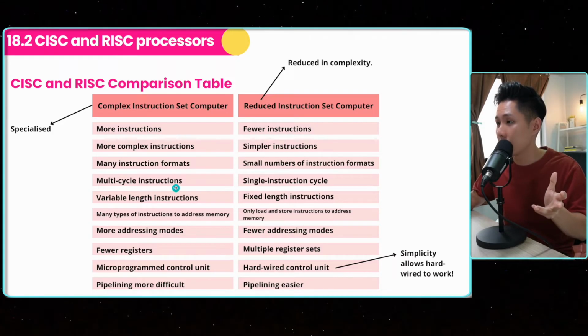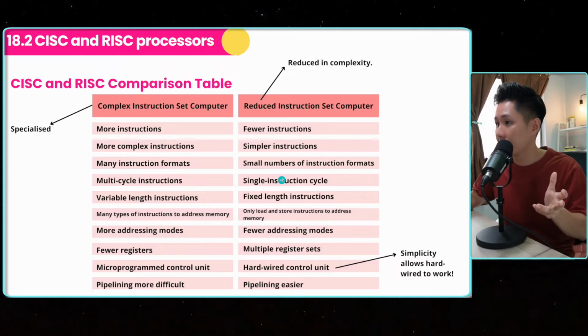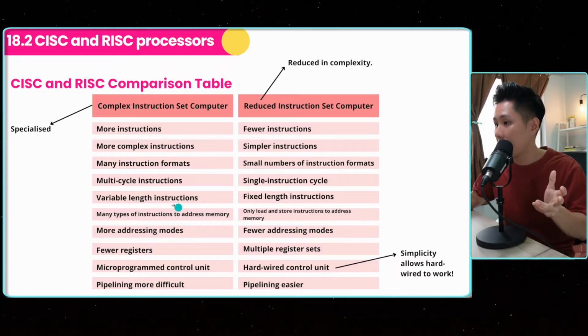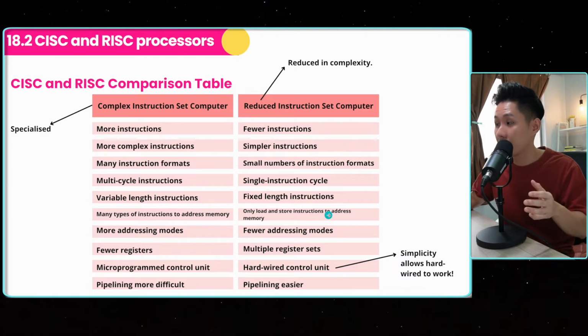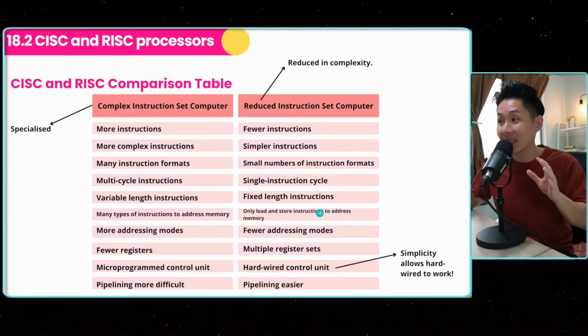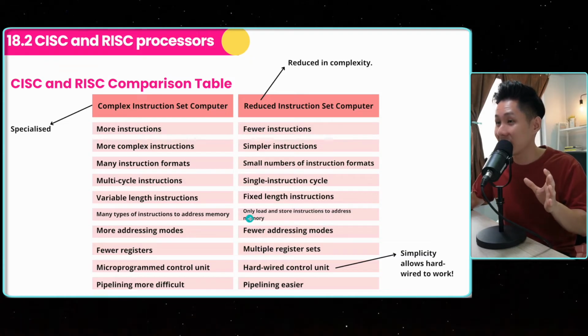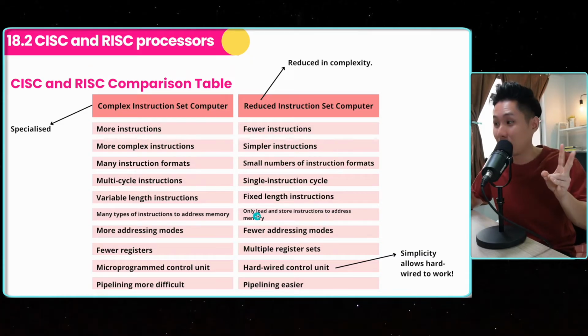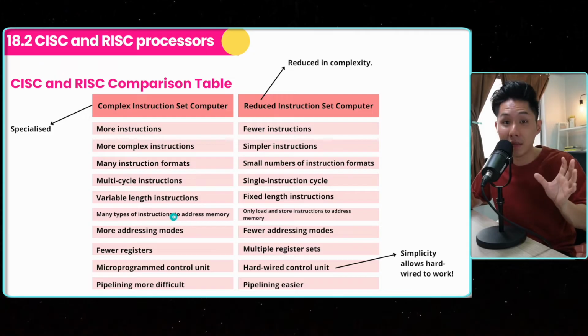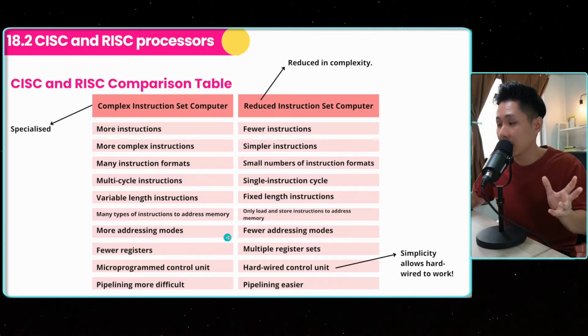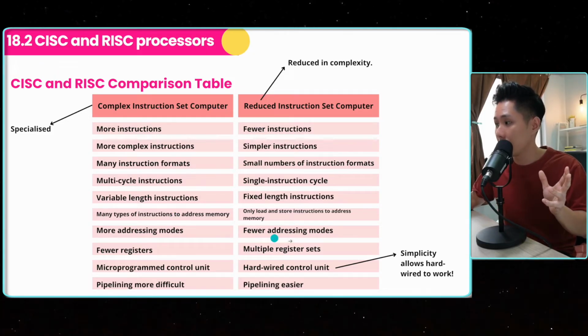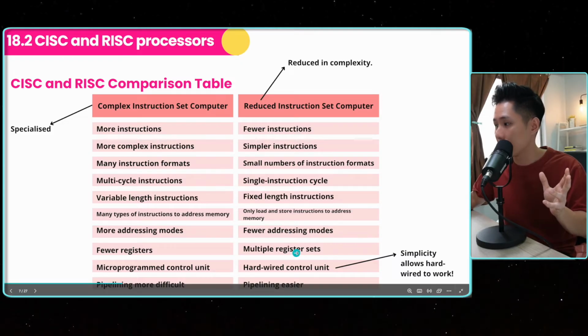Fixed length instruction, variable length; single instruction cycle, multi-cycle; many types of instruction to address memory, only load and store instructions to address memory. That's the very big difference, because RISC only has 2 instructions to do this, and CISC has many different types of instruction because they want complexity. More addressing modes, fewer registers, multiple register sets, and so on and so on. We'll talk about pipelining in a while.